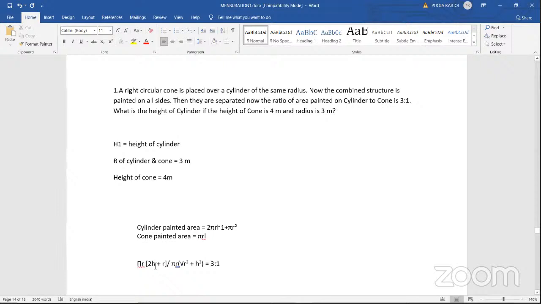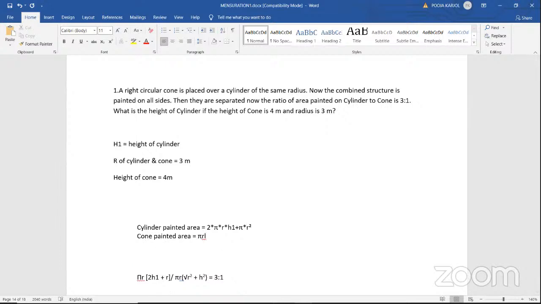Pi into, this area, I'll take pi out and r out. This pi r is common here. So if I take pi r out, I'll get 2 into h1. 2 into h1 plus r will remain. Pi r if you take common, r will remain, upon pi into r times l. What is l?